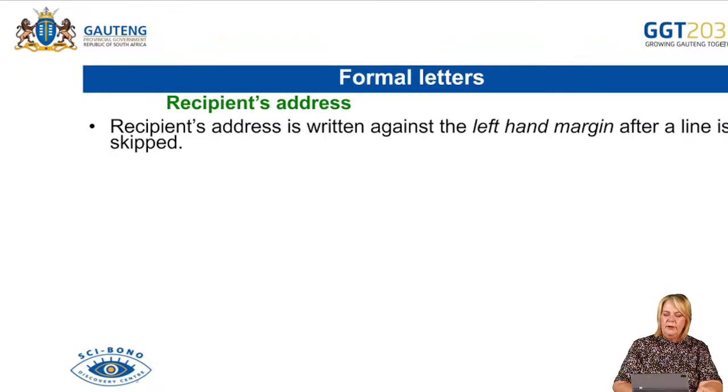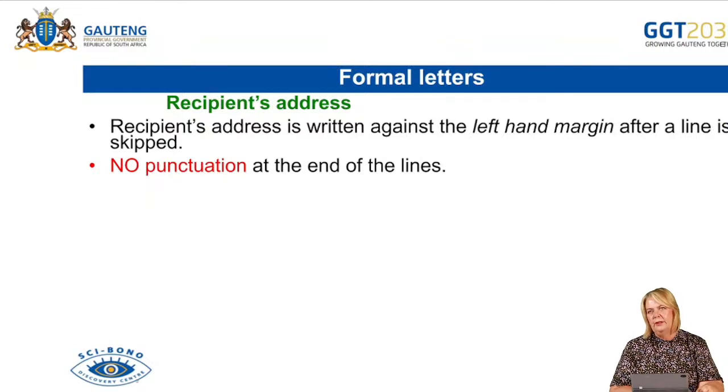First of all, the recipient's address is written against the left-hand margin after a line is skipped. Now, a recipient is the person that you are writing the letter to or addressing the letter to. In the case of a letter of application, it might be the person that is mentioned in the advertisement, and you are responding to that. If it's a letter of complaint, it would be to either a newspaper or a magazine or a municipality, a doctor's office, whatever thing you are complaining about. But it has to be in the left-hand margin after a line has been skipped for the sender's address.